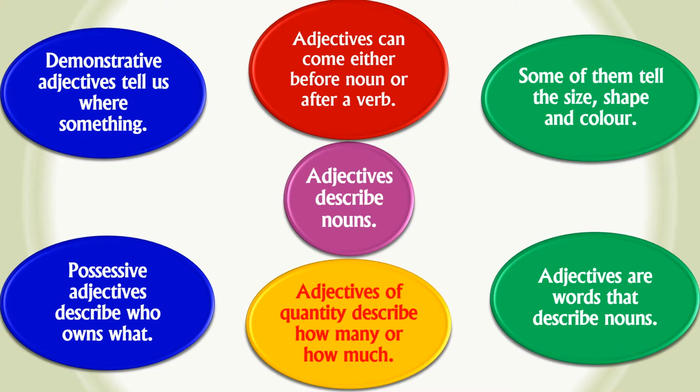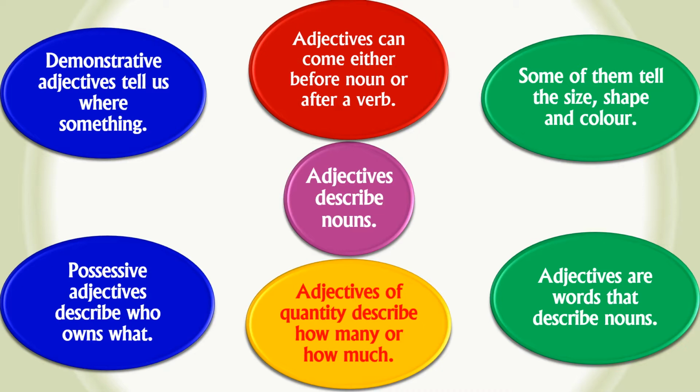So adjective can come either before noun or after a verb. So adjectives என்ன பண்ணும்? நவுனுக்கு முன்னாடி அல்லது verb-க்கு அடுத்ததா வரும். ஓகேவா? So keep in your mind, adjectives can come either before noun or after a verb. Some of them tell the size, shape and color, in the sense adjectives வந்து ஷேப்பை பற்றியோ சைஸை பற்றியோ கலரை பற்றியோ மென்ஷன் பண்ணக்கூடிய சில நேரங்களில் வரும். த ரெட் கலர் கார் அப்படின்னு சொல்லும்போது ரெட் அப்படின்றது என்ன? ஒரு adjectives, right?